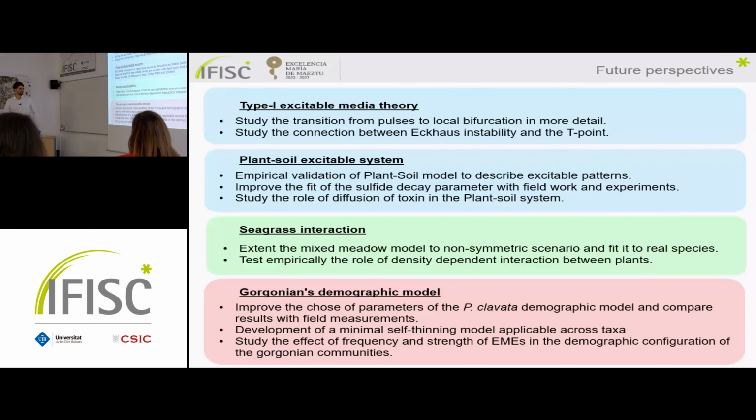I would like to develop a minimal self-thinning model that could be applied to other taxa. And finally, it will be interesting to study how the frequency or the intensity of these extreme mortality events could affect the behavior of the community.